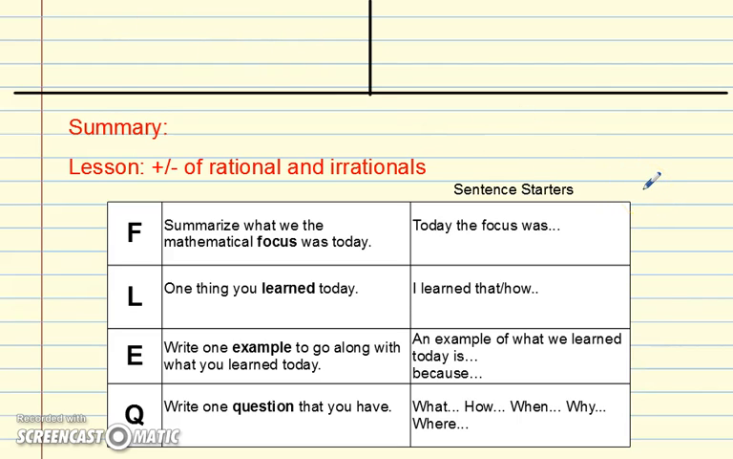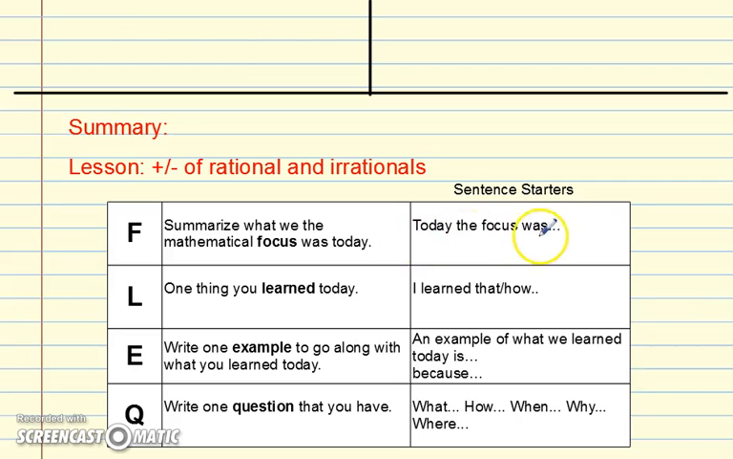For your summary, you're going to answer the 4 FLEC questions. First, what was the focus? So here's some sentence starters. Today's focus was, you finish it off. One thing I learned, you finish those off.